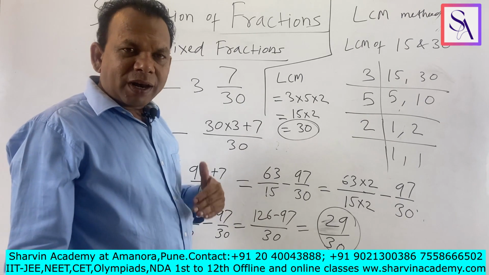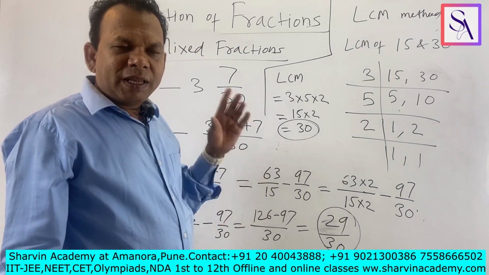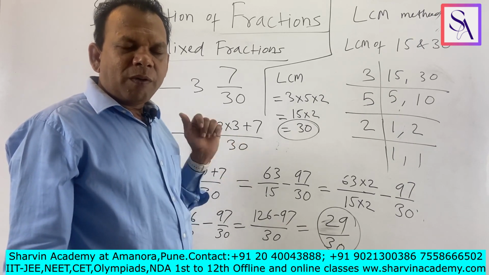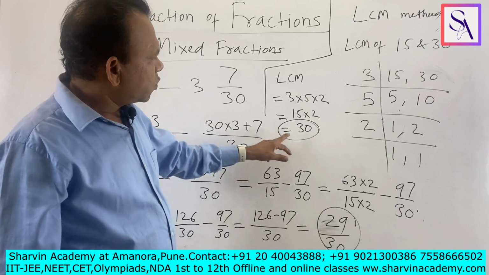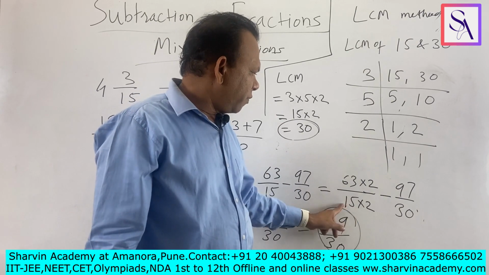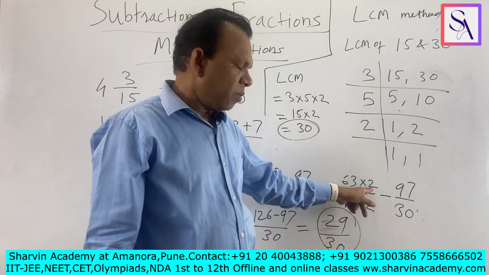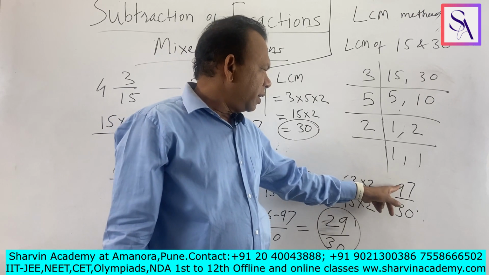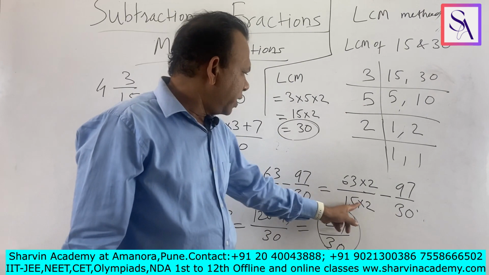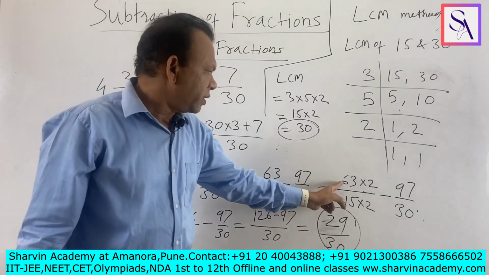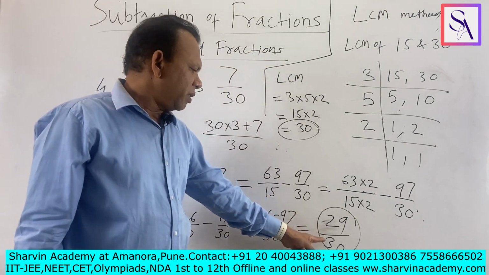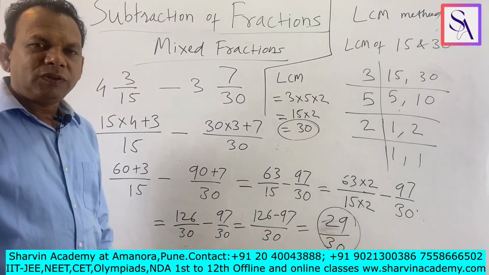If you are not getting how to calculate LCM, then visit our video on LCM and HCF, which is in detail. In the description I will give a link for that, right? So 30 is LCM. So bringing 30 here, I have to multiply by 2, 15 into 2. So I have to multiply numerator as well by 2, 63 into 2. 97 by 30, no need to do anything because 30 already is there. 15 into 2, 30, 63 into 2, 126. So 126 minus 97 is 29 by 30. This is our answer. Got it?